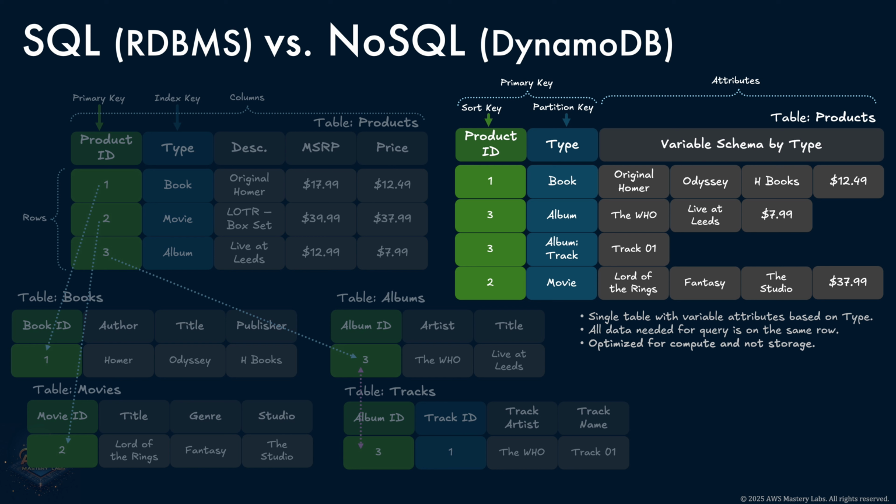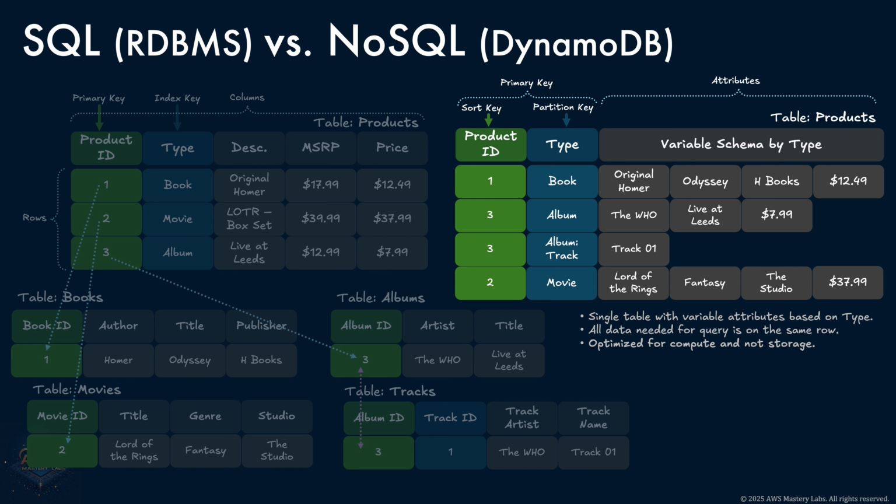What's most interesting about this design is that each product's metadata, whether it's ISBN and publisher for a book, or artist and track list for an album, is stored directly within the same item as the core product attributes. Even the tracks for an album can be embedded as a list of nested documents within the album item itself. This is possible because DynamoDB supports a flexible schema. Each item can have a different set of attributes, tailored specifically to the product type it represents.